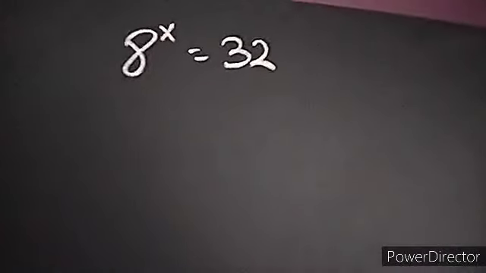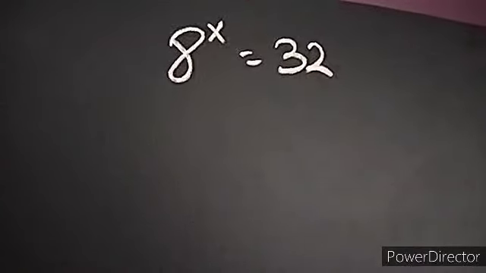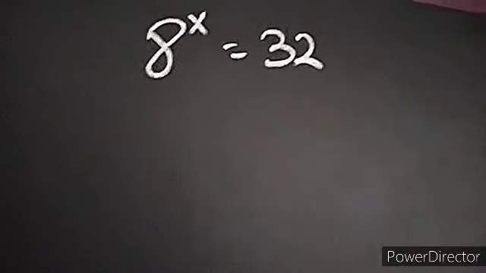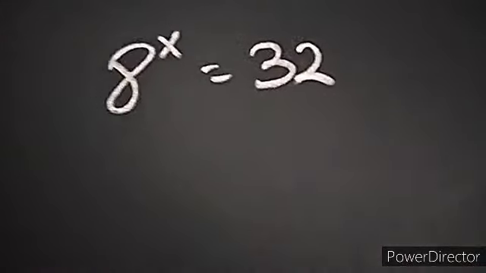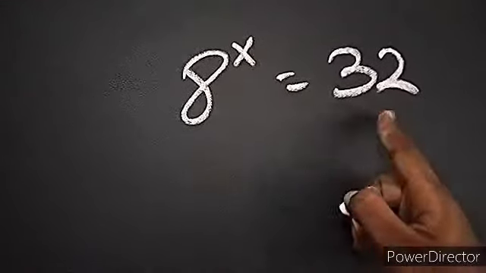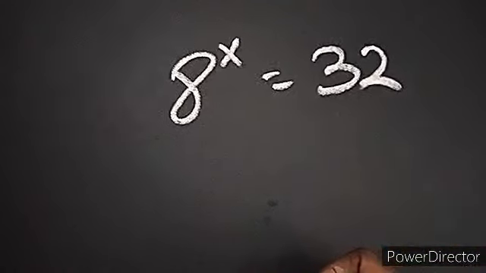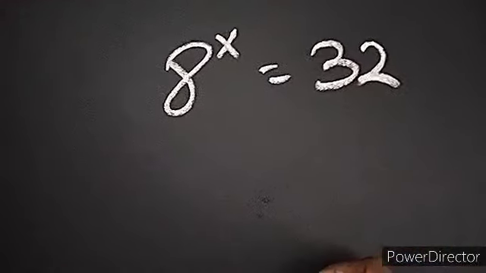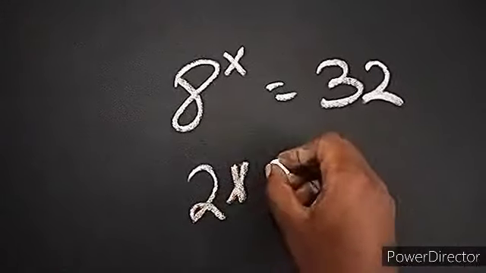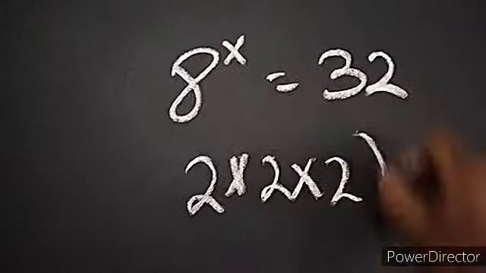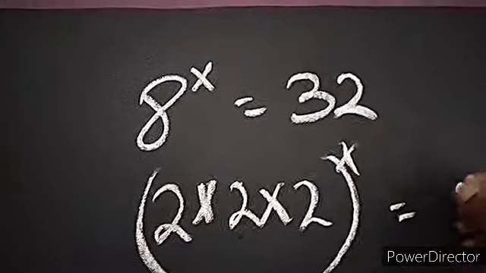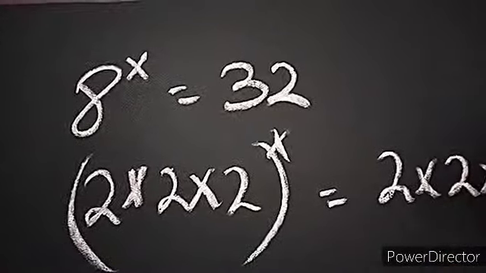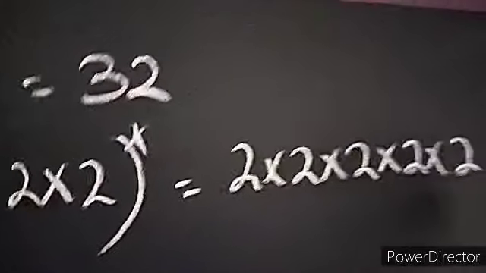And so there's another WAEC exam question that is likely to come up. You can actually be adding up your marks gradually. So we have 8 raised to the power x is equal to 32. Find the value of x. First of all, we're going to reduce these numbers to their lowest possible numbers. 2 times 2 times 2 gives us 8, raised to the power x. And we know 32 is 2 times 2 times 2 times 2 times 2.